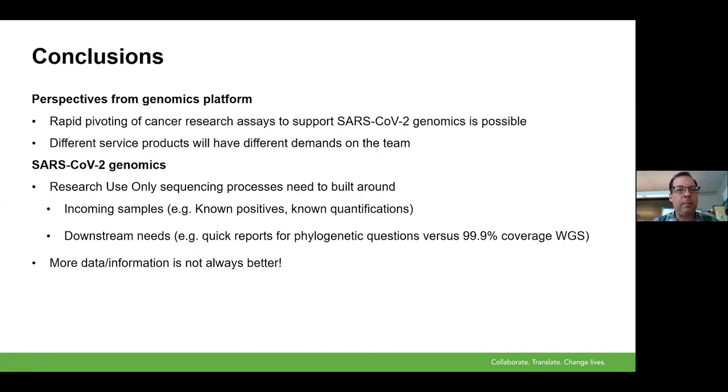So just to wrap this all up, just some perspectives from a genomics platform. I think in the last year, we've learned that rapid pivoting of cancer research assays to support viral genomics is possible. Kind of tricky. I think that one of the learnings from all of this is that different service products, whether it's for an outbreak investigation or upload to a public repository, do have different demands on the team.